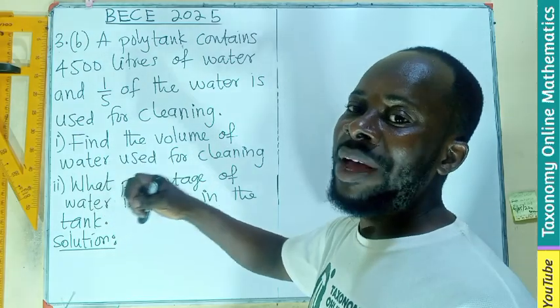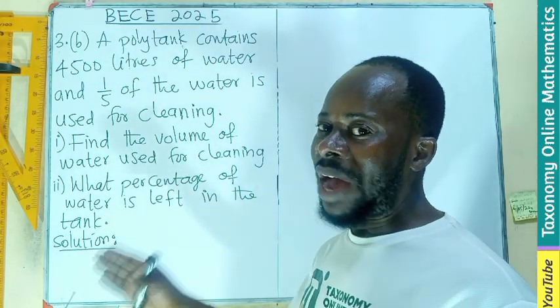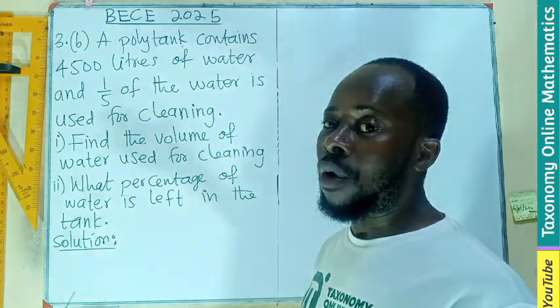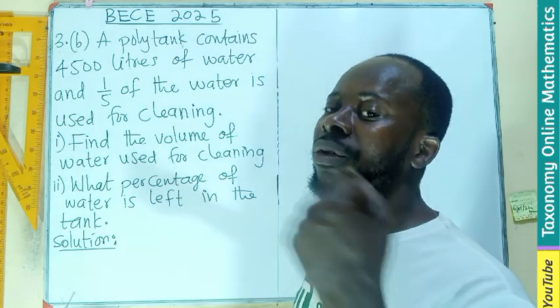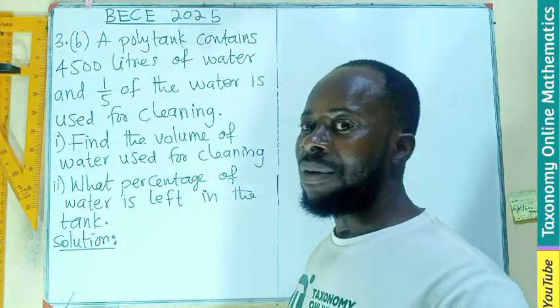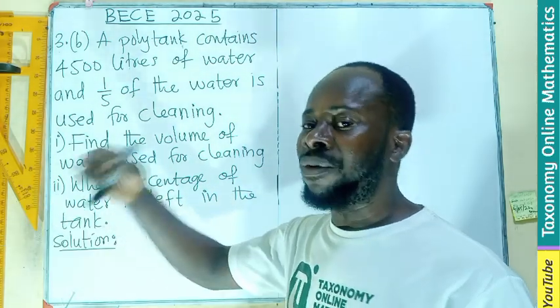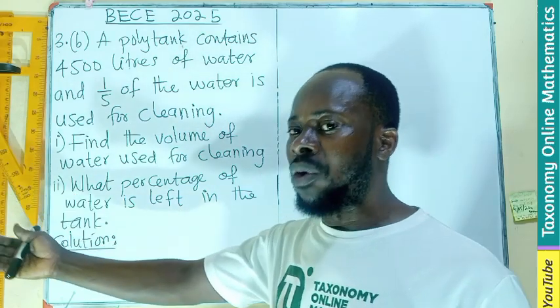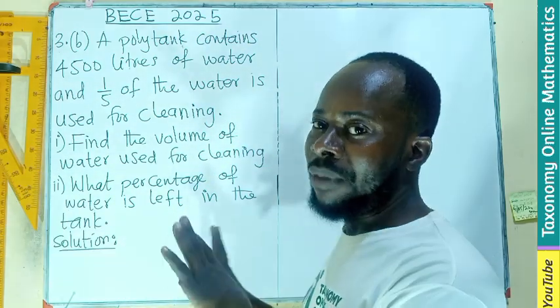Then I use the first part. Well, let's say we divide that water into 5 equal containers. Then I use one of the containers to wash. Then I will be left with 4 of such containers, 4 out of 5 of that container left, which will be the remaining water.